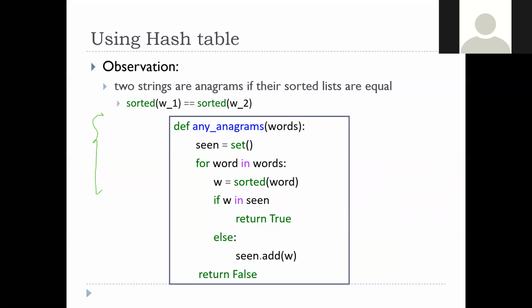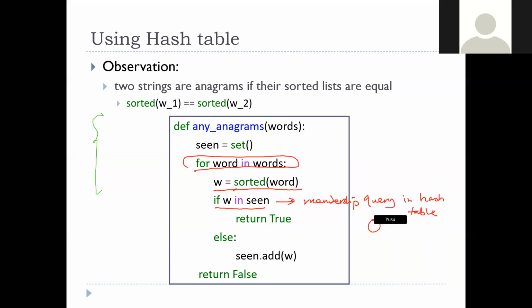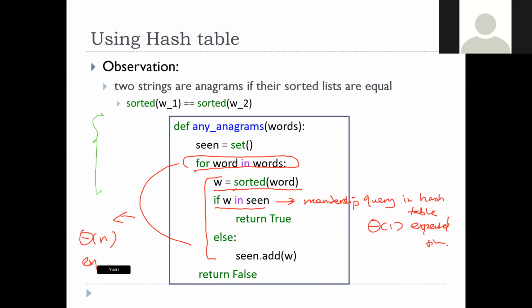What's the running time of this? Well, there are n words in this list words. For each of them, assume that all the words are of only constant length, so sorting takes constant time. Then this is just a membership query in the hash table, so this takes constant expected time. In other words, this total time is constant expected time, and we have to do this n times. So overall, we again have linear expected running time.